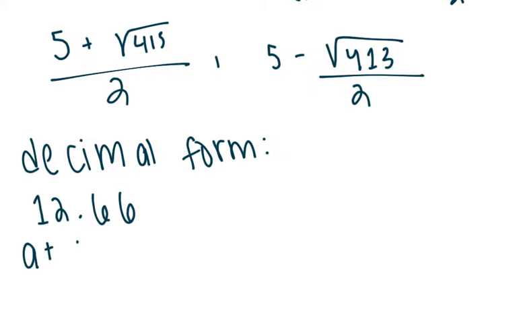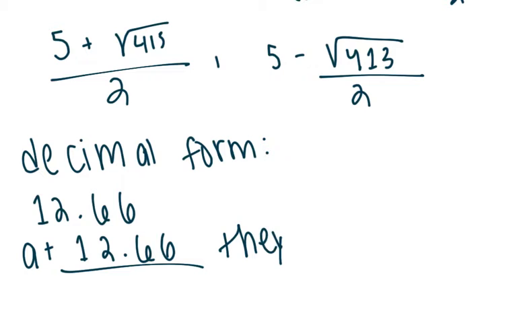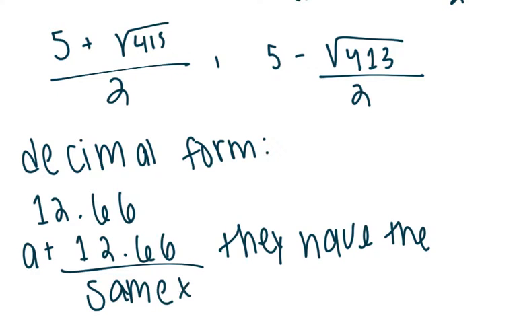So at 12.66, they, being object 1 and 2, have the same x. And that is our answer for number 1.